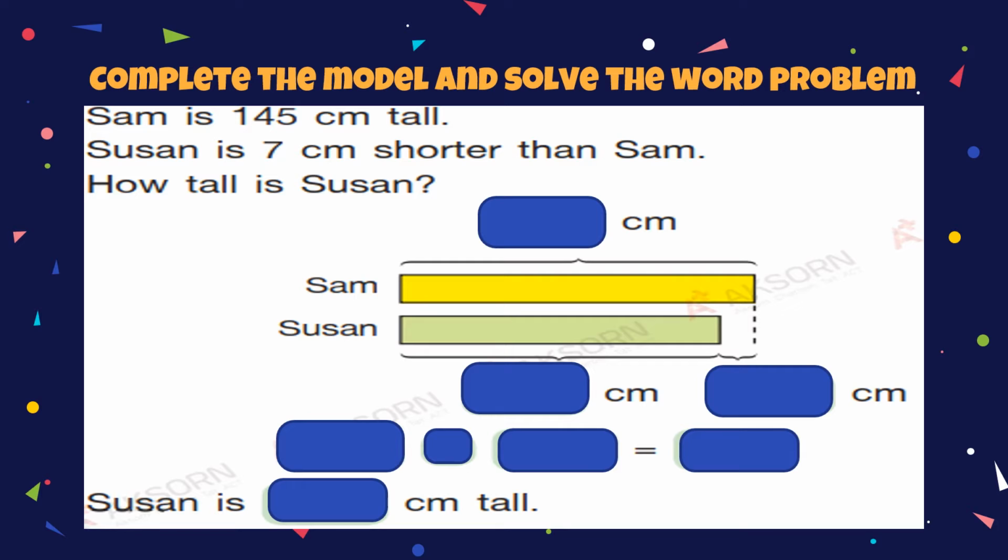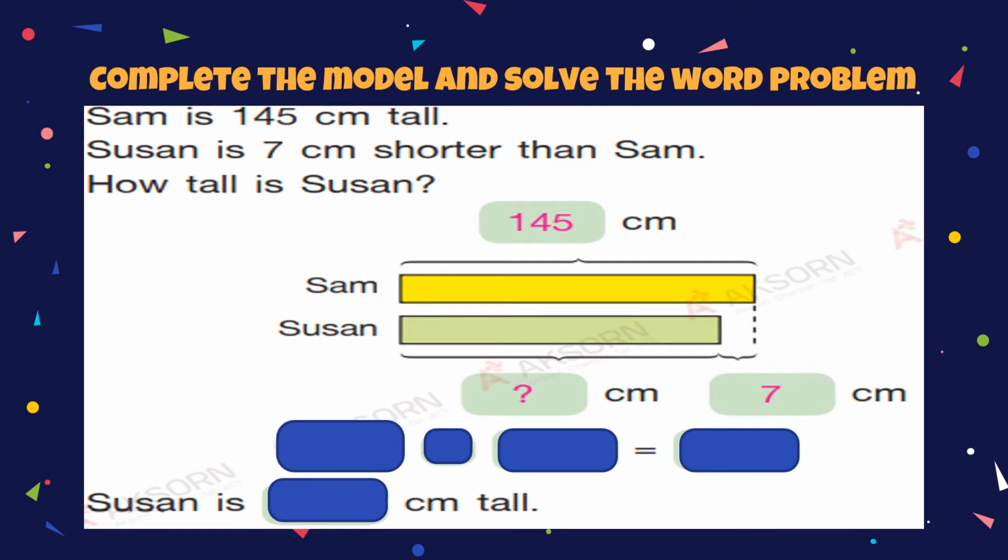Let's read the word problem. Sam is 145 centimeters tall, while Susan is 7 centimeters shorter than Sam. We're going to find out how tall is Susan. Let's look at the model. The yellow bar describes Sam's height. It is 145, while we're going to look for Susan's height. Susan's height is 7 centimeters shorter.